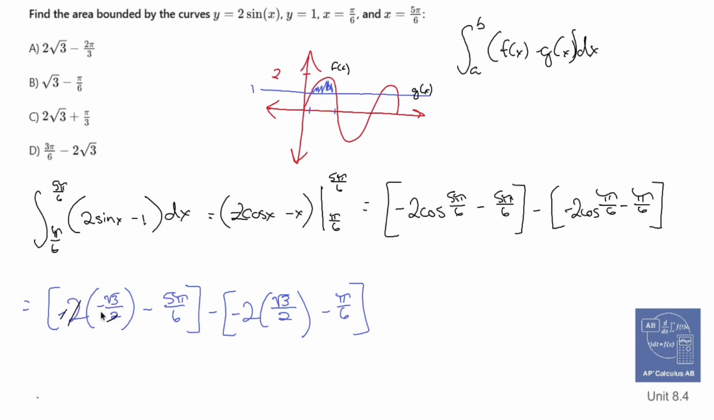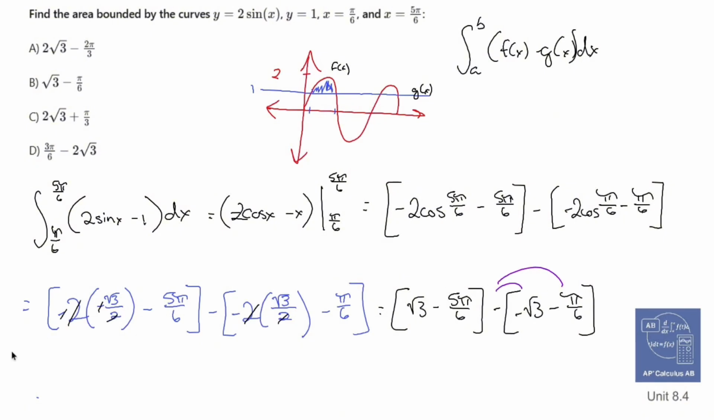Okay, so a couple things happen. The 2s cross out, the negatives cross out. So that leaves us with root 3 minus 5 pi over 6 minus negative root 3 minus pi over 6. Let's distribute that negative. And so that leaves us with root 3 minus 5 pi over 6 plus root 3 plus pi over 6.